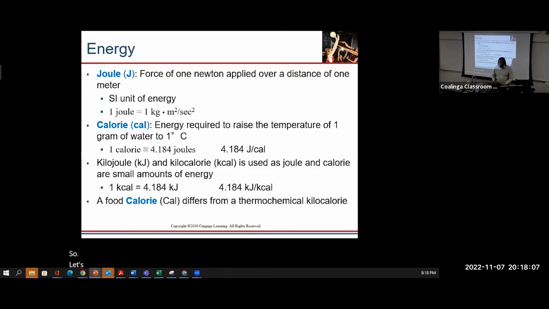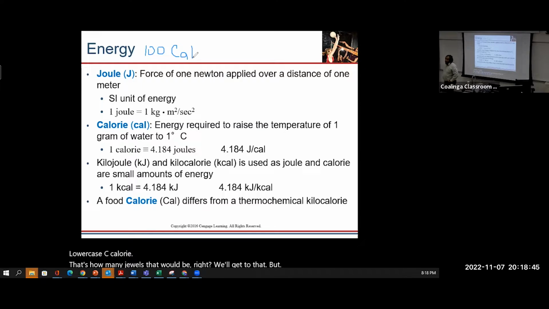Let's say I had cheeses that were 100 calories, capital C calories. How many lowercase c calories would that be? We'll get to how many joules that would be. But capital C calories are food calories. That's what we see on the back of labels.